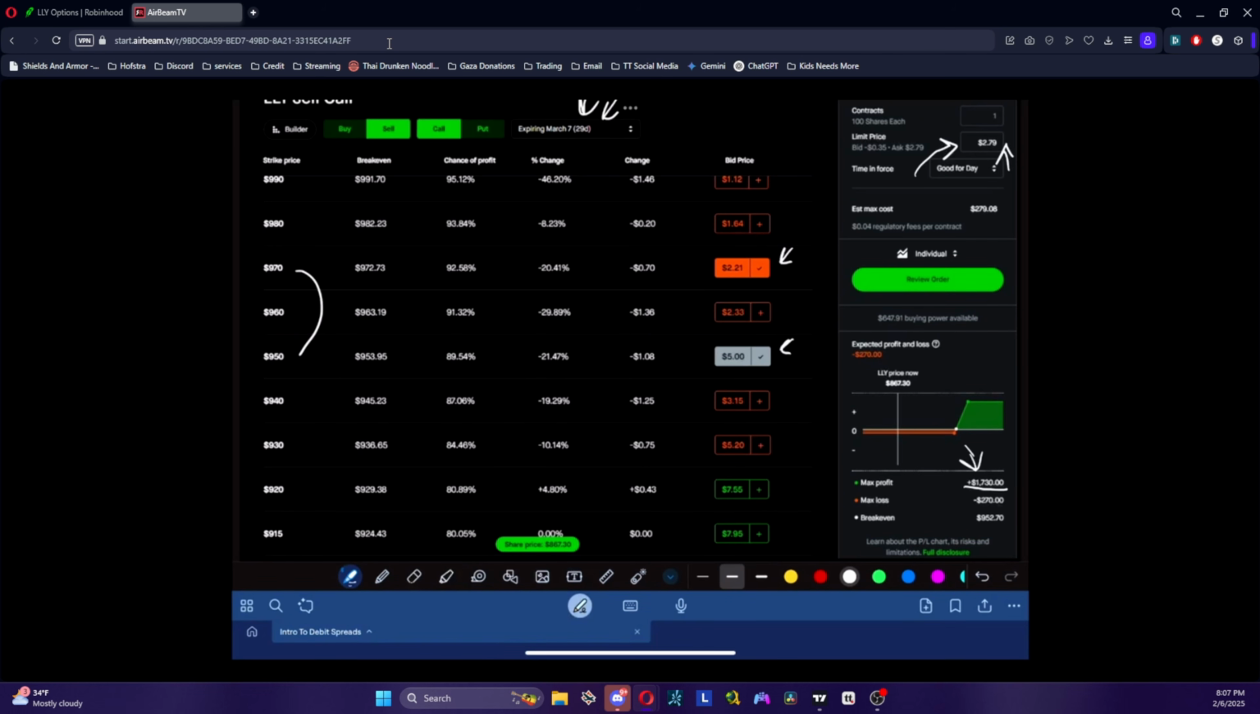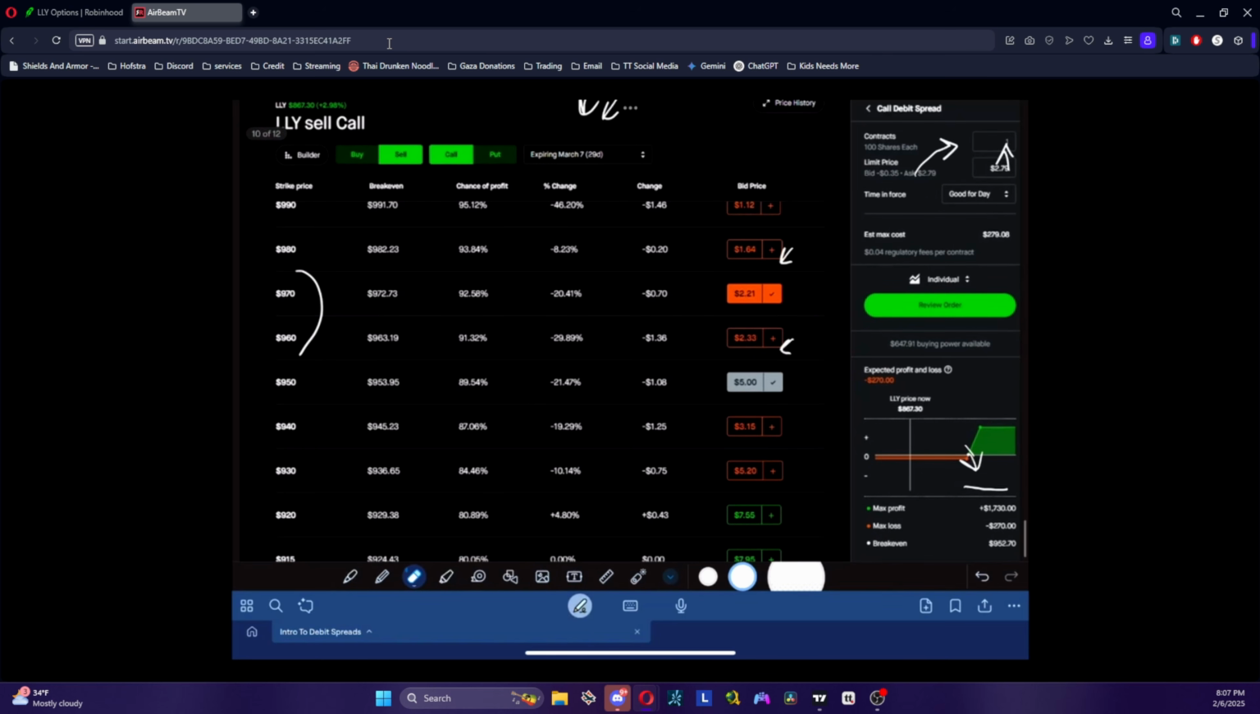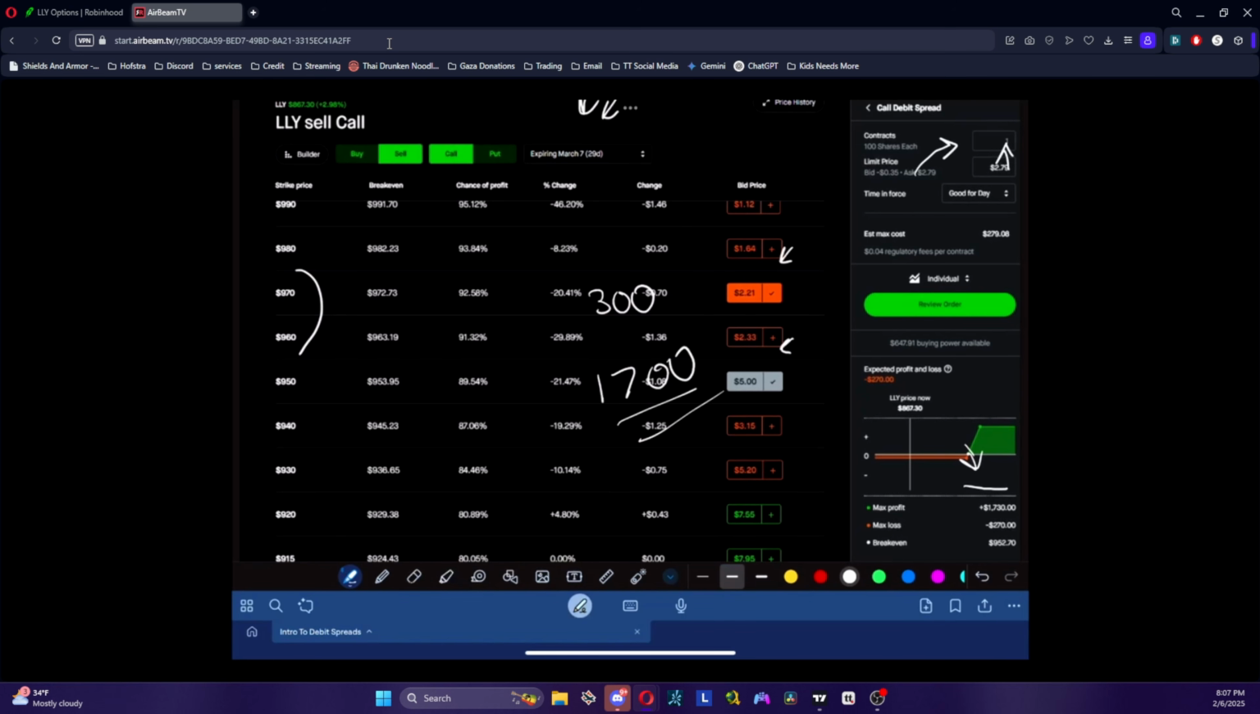If I were to do this math right now, let's just round the max cost. Let's say instead of $279, it's $3. So that's $300. And the max profit, let's round it down from 1,730 to 1,700. That is over a 5 to 1 reward to risk ratio, or 1 to 5, however you say it, right? You're risking $300 to make possibly $1,700 by expiration. Tell me this risk to reward is not great.